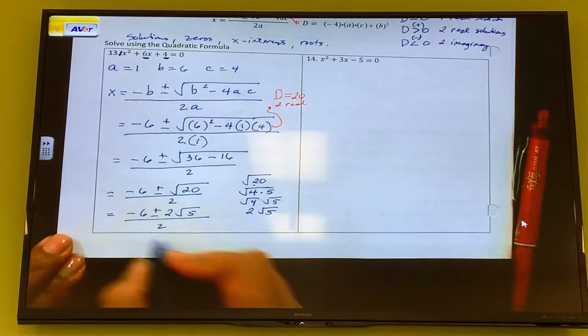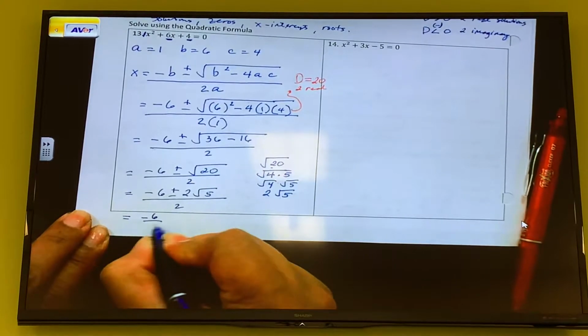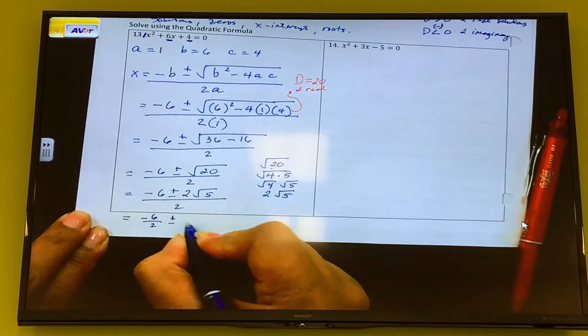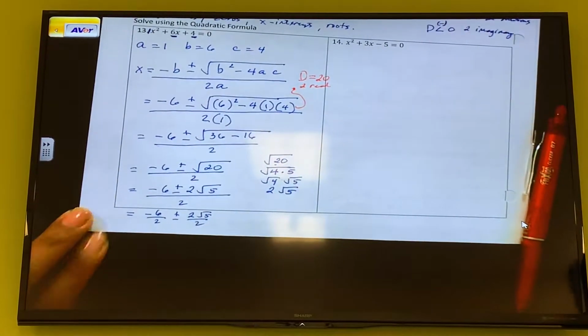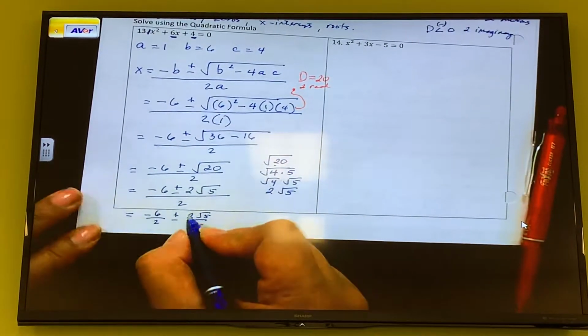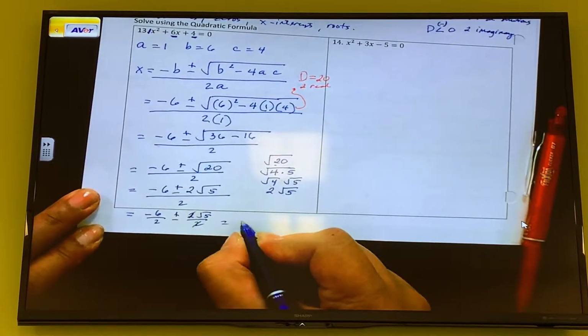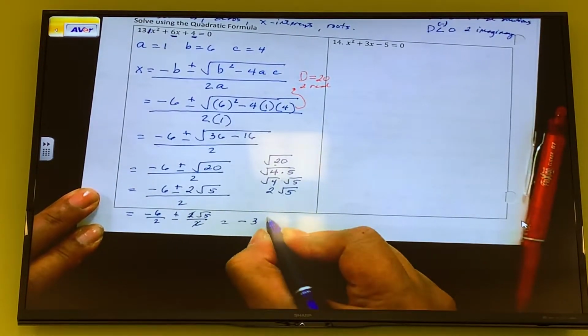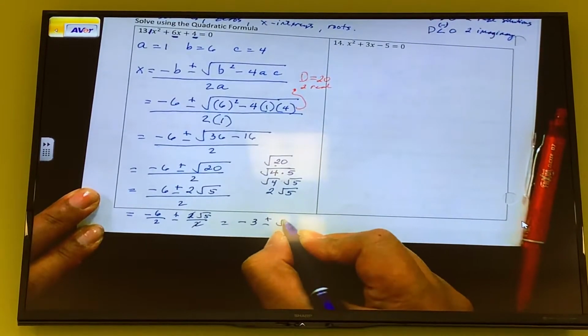So I'm going to rewrite it at the bottom. It's going to be -6 over 2 plus or minus 2 square root of 5 divided by 2. And of course the 2s will cancel. But -6 divided by 2 will become -3. So -3 plus or minus square root of 5.